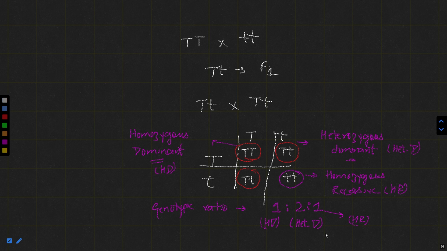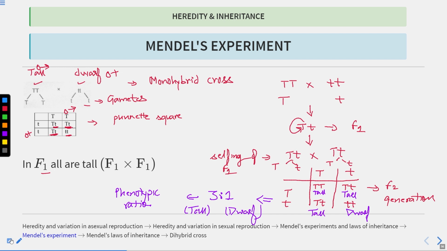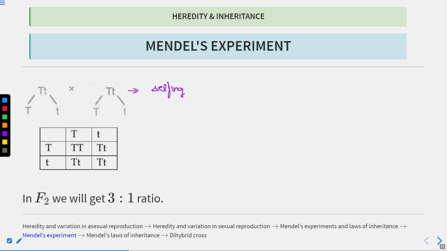So this is how you get the genotypic ratio. Clear? So here you can see there is a selfing of the F1. This one was the F1, this is also F1, so there is a selfing of the F1, and this is what you get. So here in the F2 you will get the 3:1 ratio. Clear? 3 dominant and 1 recessive, the 3:1 ratio is obtained. This should be small t. Clear? Small t and small t.